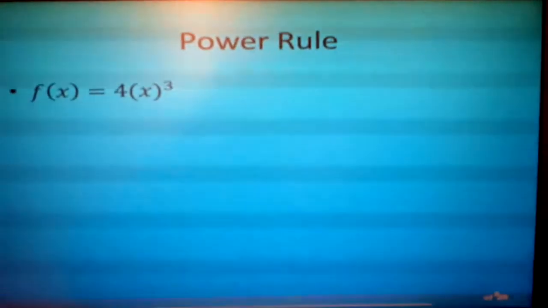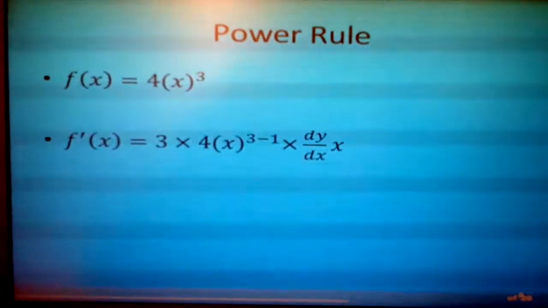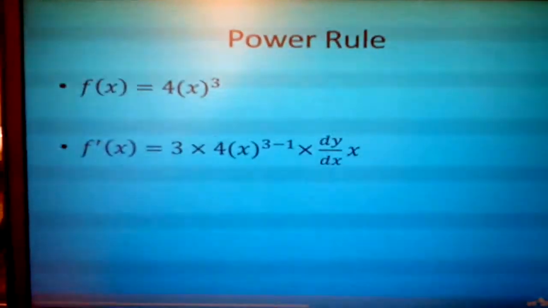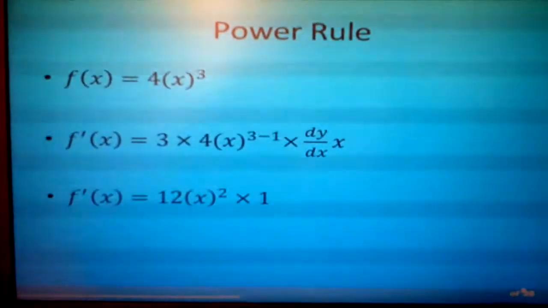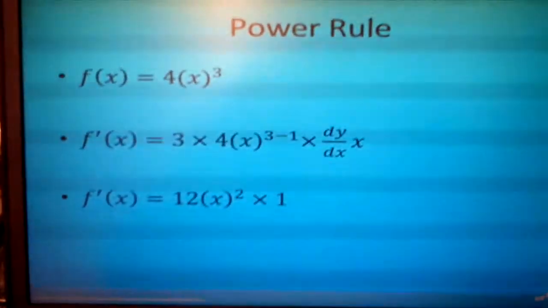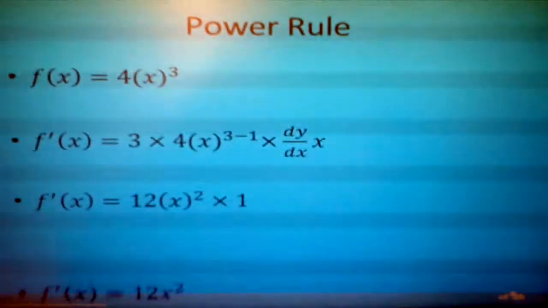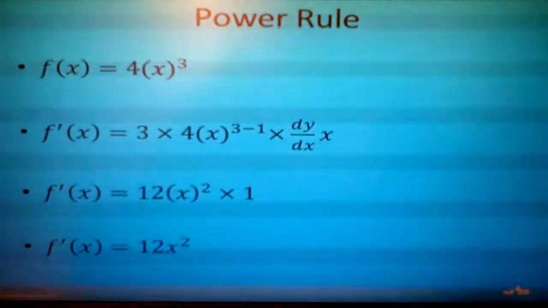Here on this, we have the power rule. It's just 4x cubed. So we take the 3 down, multiply it, so it's 3 times 4x to the 3 minus 1 times the derivative of x. So it's 12x squared times 1, or just 12x squared.